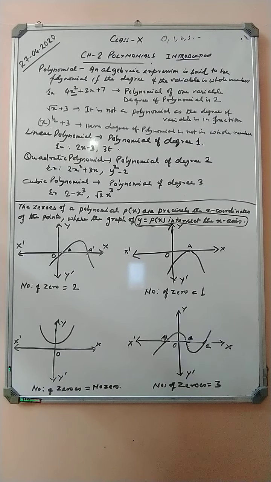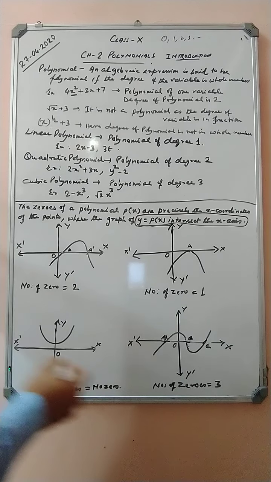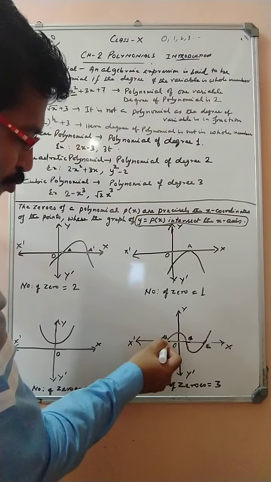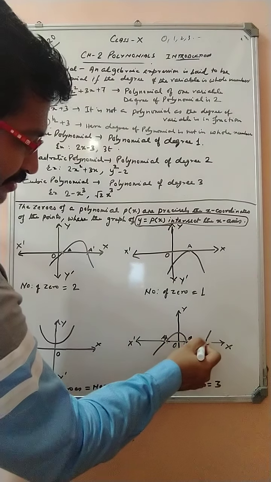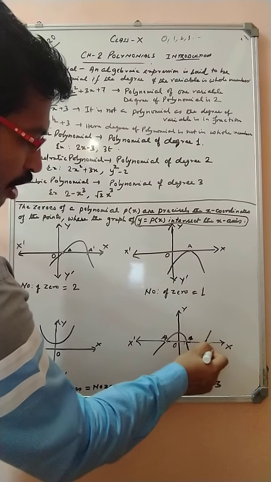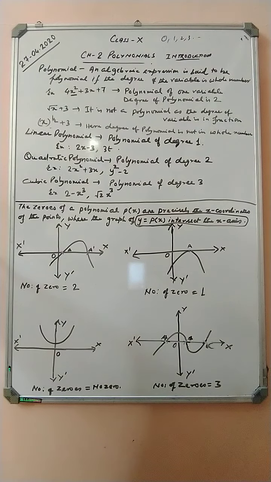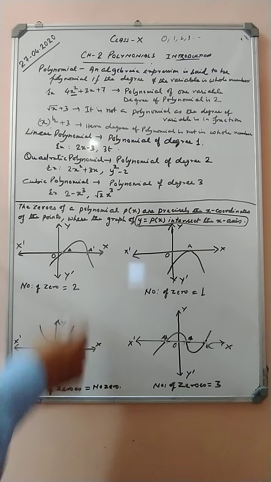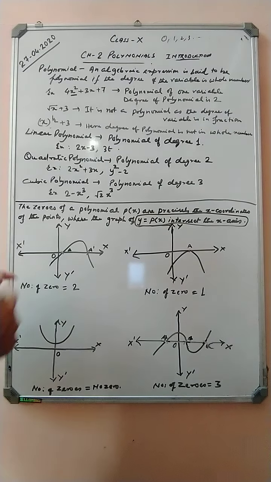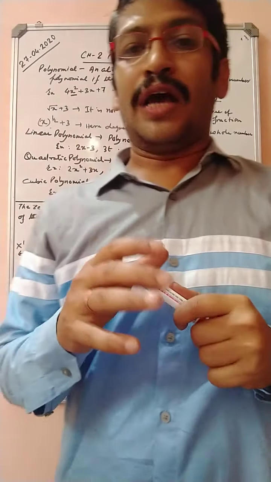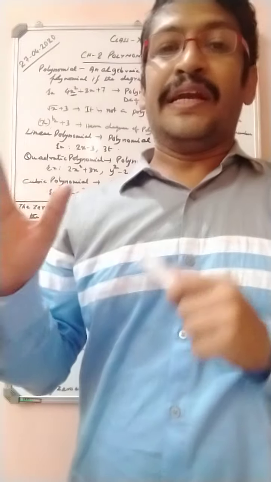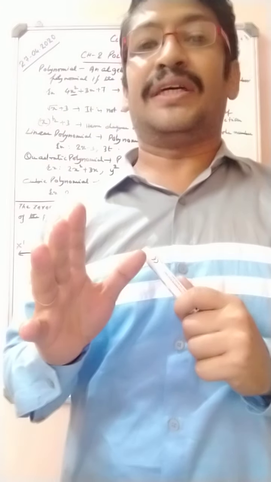And in the fourth graph, the graph intersects the x axis at 3 points, 1 in the x dash, 2 in the x, and again 3 in the x. So how many points does it intersect? It intersects at 3 points. So here the number of zeroes is 3. So here we have understood about the polynomial. It was all about the introduction of the chapter.